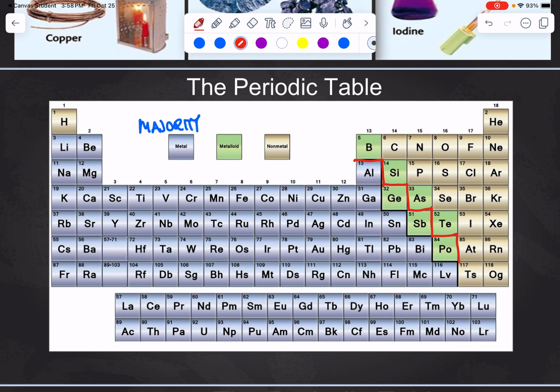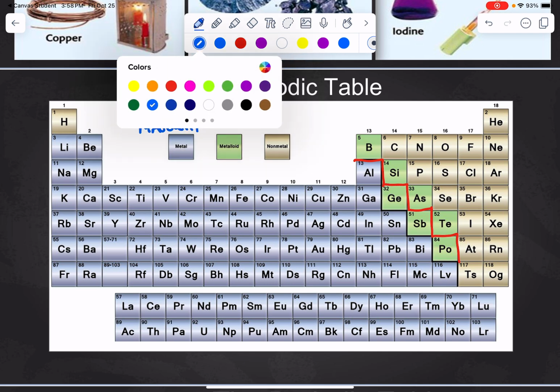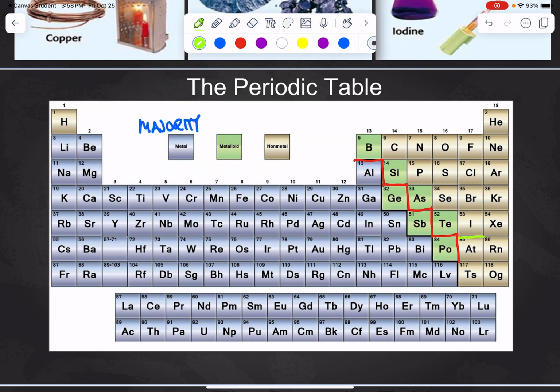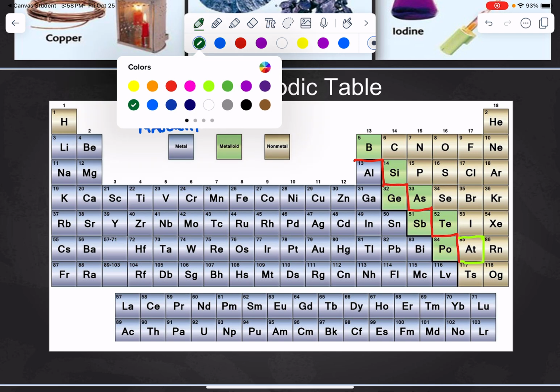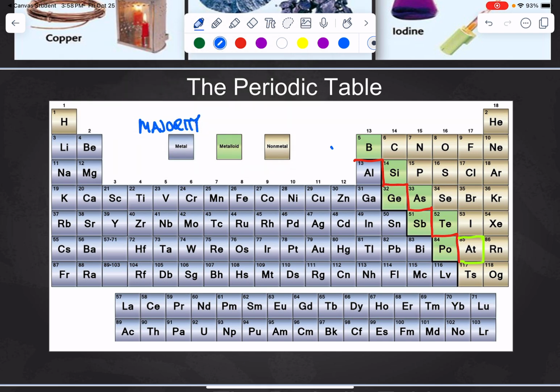Now, I would call astatine a metalloid along with all the other ones. Now, notice that aluminum is a metal, okay? You have to be careful because sometimes people forget, even though it's touching the step stair, it is not a metalloid, okay? And notice that anything to the right of the step stair is essentially nonmetals.